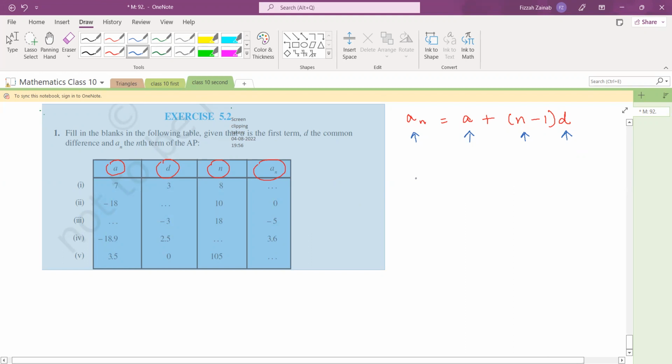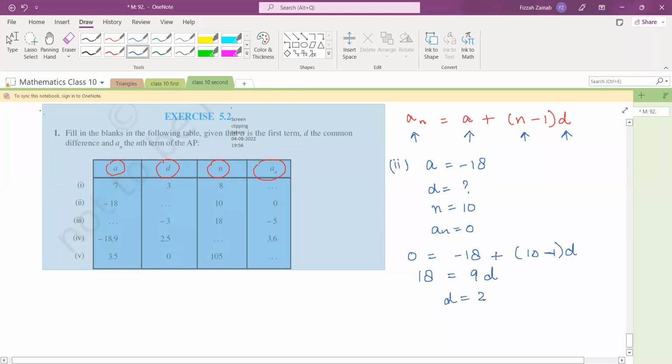First is also simple. Let me take the second one. So this time your A is minus 18, right? D you don't know, and n is given 10, and an is given, that is 0. So put it in the formula. An is 0 equals a plus, that is minus 18 plus n minus 1, that is 10 minus 1, into d, which you have to find. So bring this 18 here. 18 is equal to 9d and d is equal to 2. Simple, right?